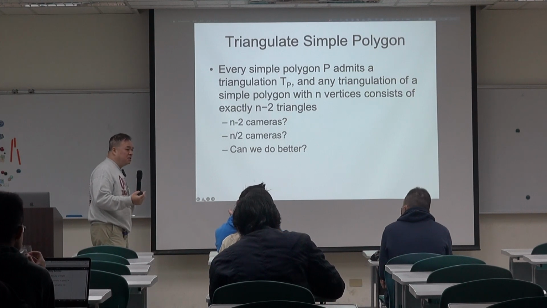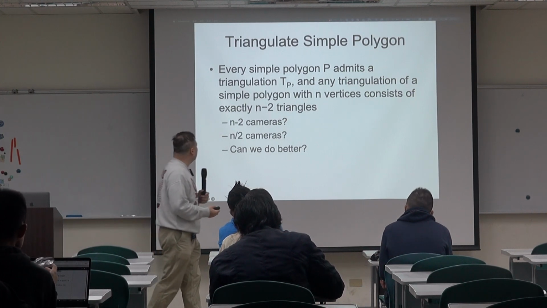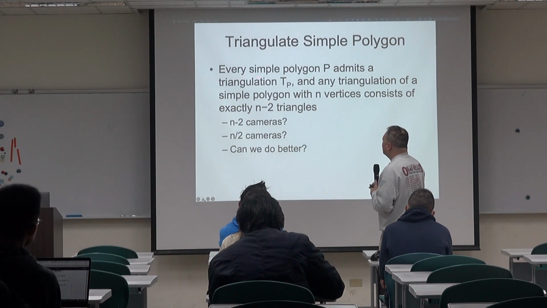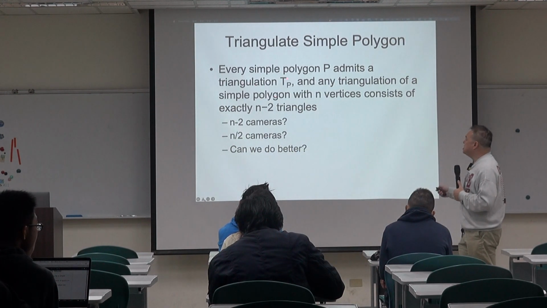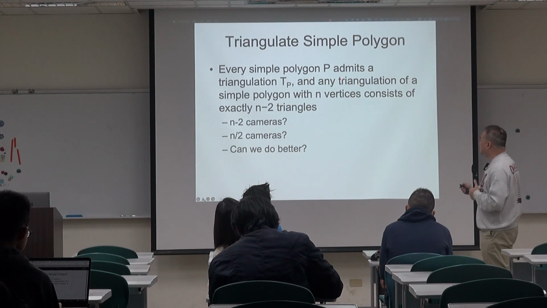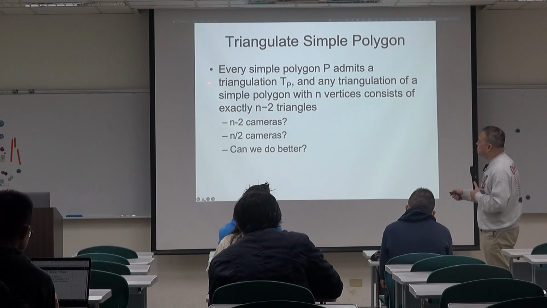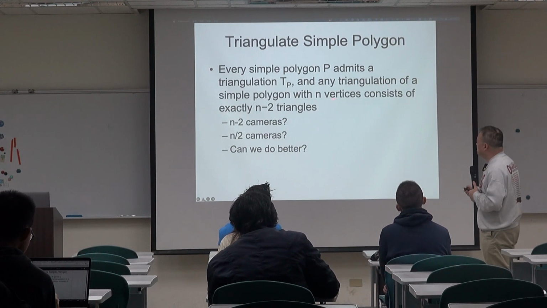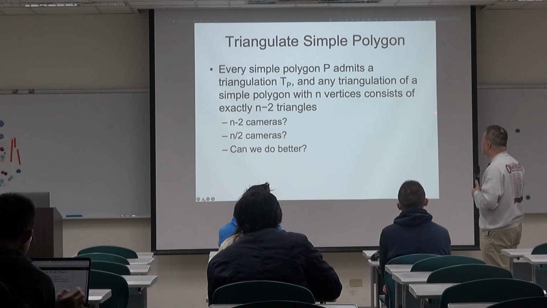So here comes the triangulation part. Here we have a statement: every simple polygon P admits a triangulation T_P, and any triangulation of a simple polygon with n vertices consists of exactly n minus 2 triangles.